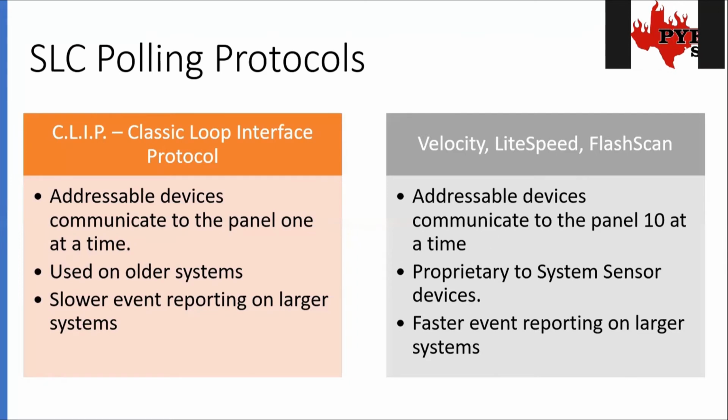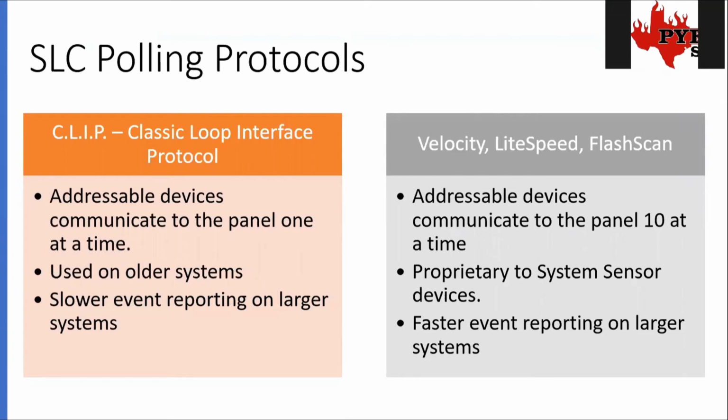On the other side, I have Velocity, Light Speed, and Flash Scan. Those are all the exact same thing, just depends on which brand system you're on for System Sensor devices. Velocity is the term that Gamewell uses. Light Speed is what Firelite uses. And I think Silent Knight also uses Light Speed. Silent Knight, they don't make it real clear. They kind of go between Velocity and Light Speed because they're borrowing everybody else's documentation for a lot of stuff. And then Flash Scan is what Notifier calls it, but it's all the same thing.